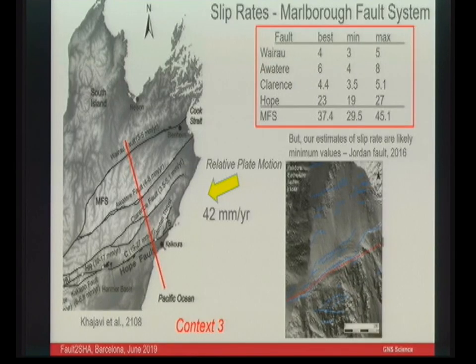So just to set the scene a little bit more. As we come into the northeast of the South Island, a bit further west and south is the Alpine fault, but then that splays into the Marlborough fault system. Now it's interesting that if we look at a cross-section through here across the main strike slip fault belt, and noting the relative plate motion here of 42 plus or minus 1 or so millimetres per year, if we go across this cross-section, here are the best estimates of the slip rates. Long-term, probably 15,000 year average slip rates.